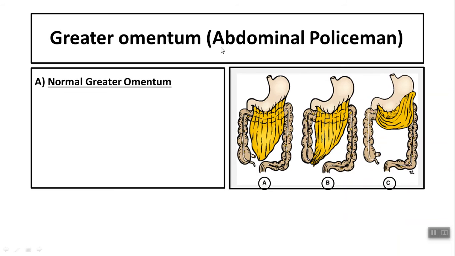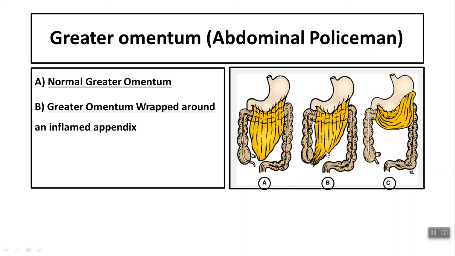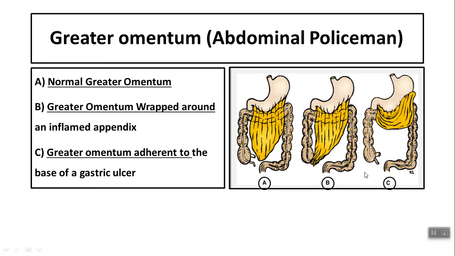This greater omentum is also called the abdominal policeman. From this figure we can see, first of all, A is the normal greater omentum. In B, we can see that the greater omentum is wrapped around, it means covering, an inflamed appendix. While in C, the greater omentum is folded upward toward the stomach and it's adherent to the base of a gastric ulcer.